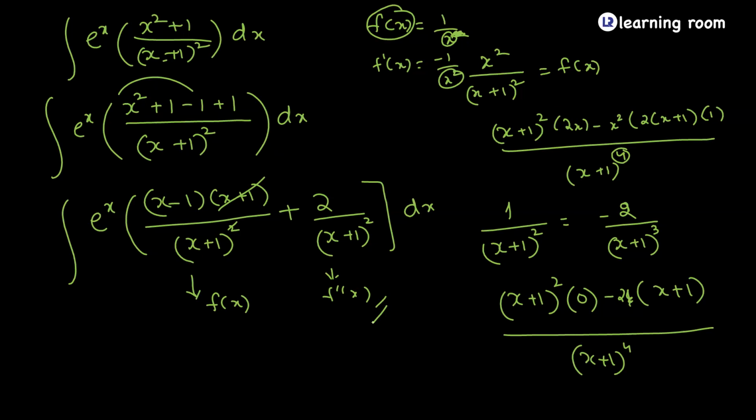So this is the way you solve the problem. And this, if you take it as f of x and f dash of x, what will the answer be? If you solve, what will the answer be? E power x into x minus 1 by x plus 1 plus c. That's the answer.